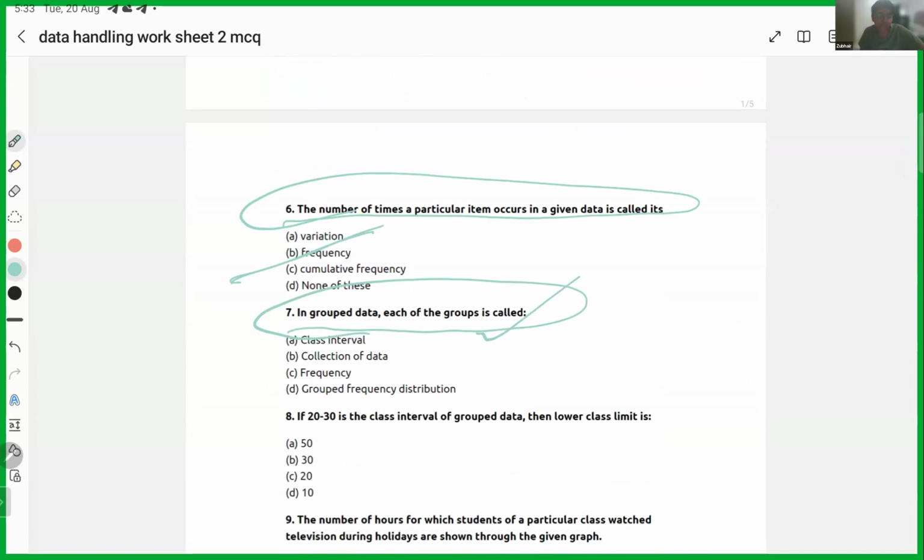Please go through the question once again. Group, option D or B? What was the answer last year? I'm asking, please don't tell. The group frequency distribution? No, go through the question properly, please. We are not discussing frequency here.